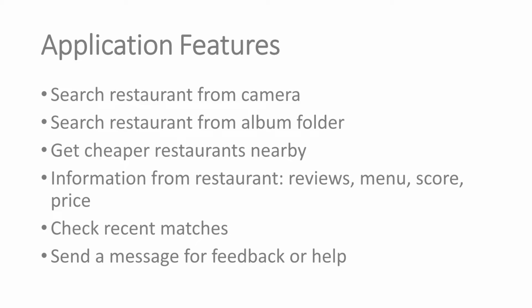So the features of our application are searching from the camera. This means using your phone to take a photo, then uploading the photo to our servers so that our algorithm can process the image and return to you the information you need about the restaurant. The second one is searching from the album. Much similar to the first one, this one allows you to search from pre-existing photos and return the same information you would as if you took the photo live.